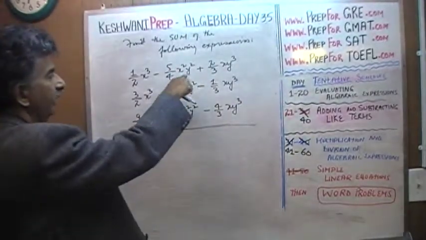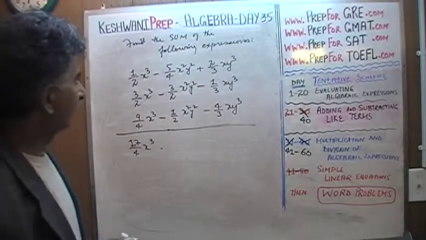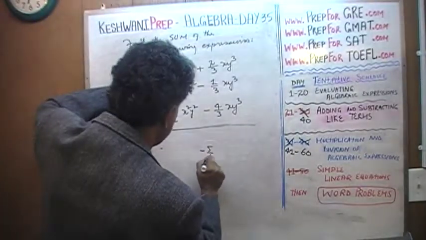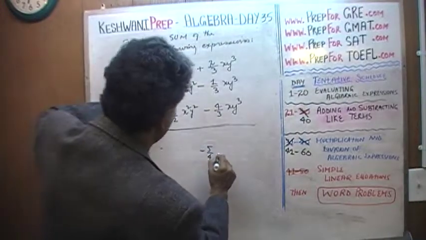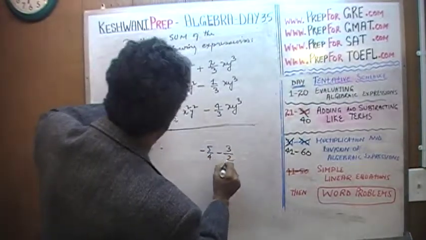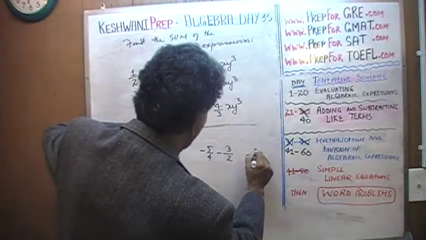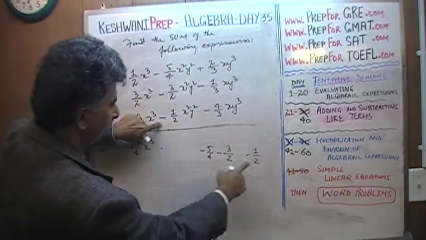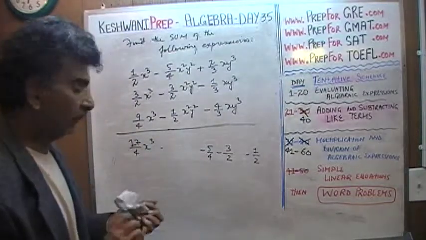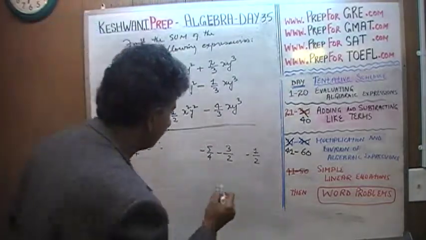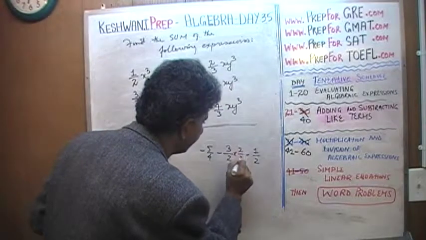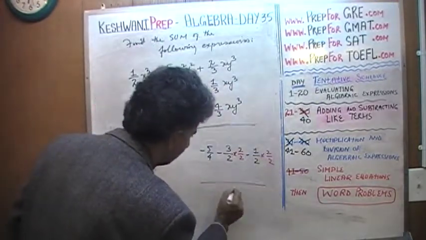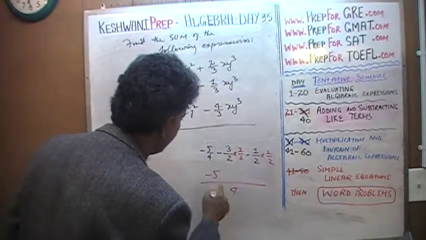Now we'll figure out the coefficient of x squared y squared. So we have -5/4, -3/2, and a -1/2. Let's add them up. Again, we need the common denominator of 4. Multiply top and bottom by 2. So now everything has a 4.